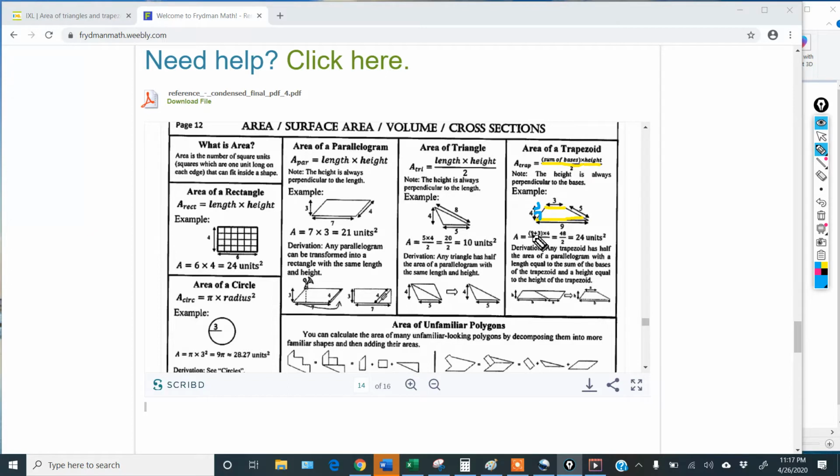So after we add the two bases, 9 plus 3 is 12. Then we multiply by the height, which is 4. And then we divide all of that by 2. So 12 times 4 is 48. And then when we divide that by 2, we would get 24 square units.